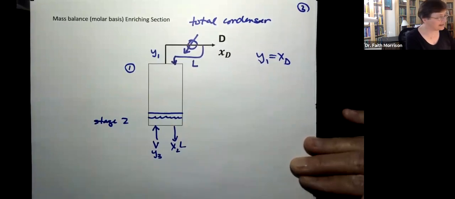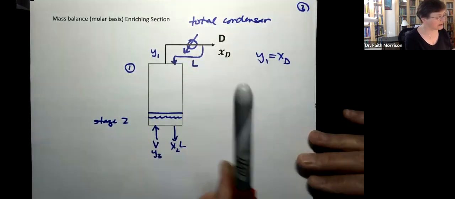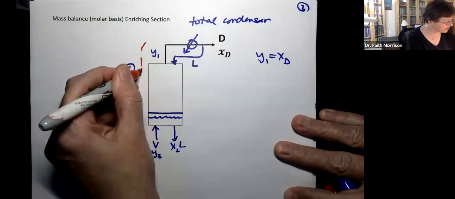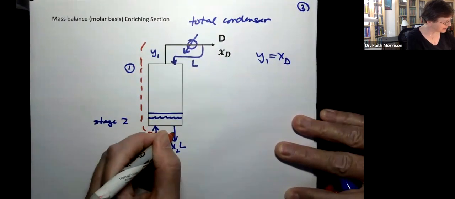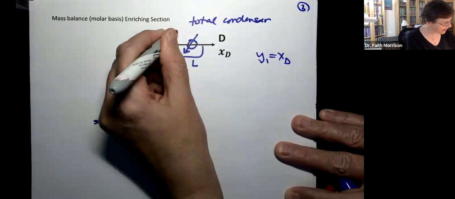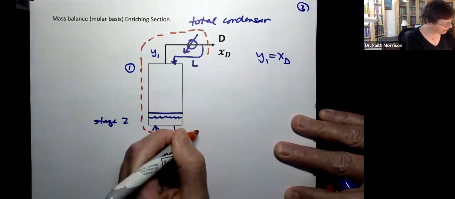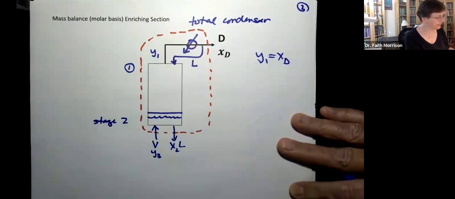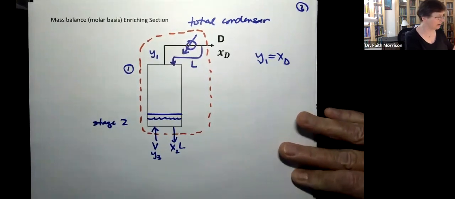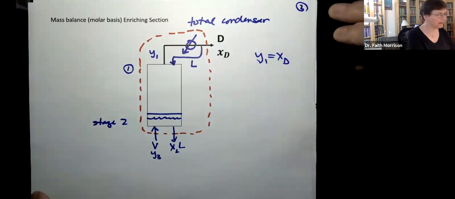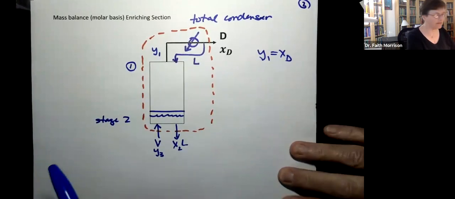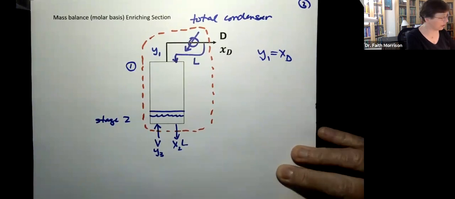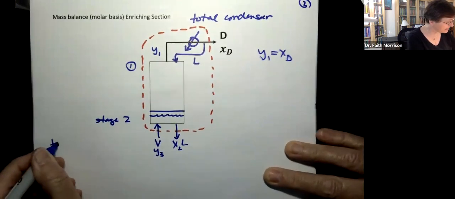I'm drawing those details so that we can pull out this Y1 equal X2, but the actual balance I want to do is on the outside here. It's good for any of the tray numbers that are above the feed. Okay, so that's the balance I'm doing. And so it's always, in a complex problem, always nice to draw the envelope so that we can get it right. So we can draw the total moles balance.